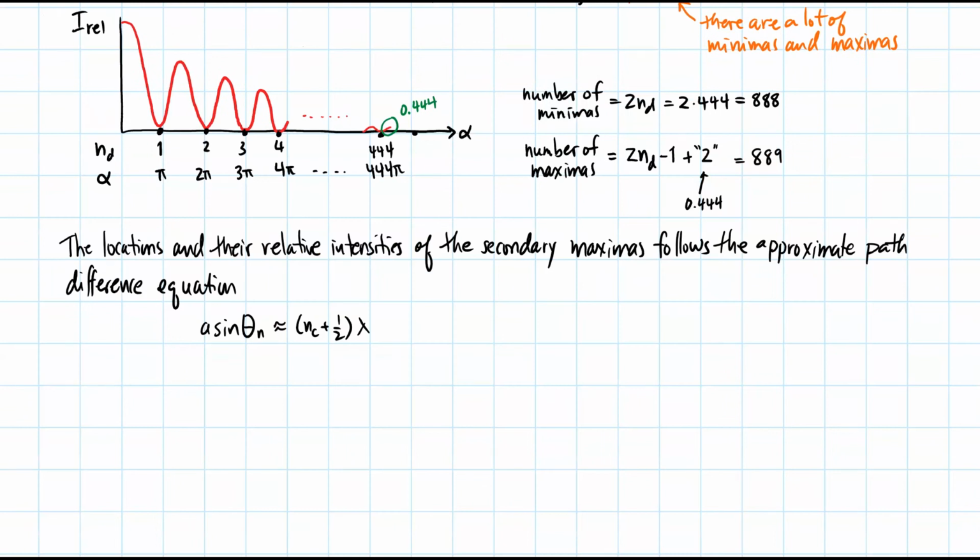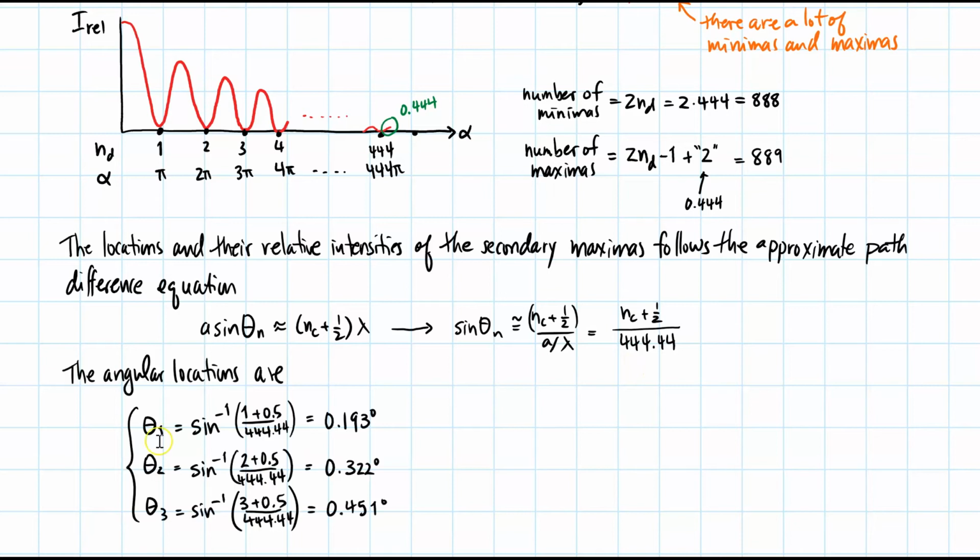Locations and the relative intensities of the secondary maxima follow the approximate path difference equation: a sine theta approximately equal to (n plus 1/2) times lambda. Solving for sine of theta, I get (n plus 1/2) divided by the diffraction parameter of 444. The angular locations are, for theta 1, the sine inverse of (1 plus 1/2) divided by the diffraction parameter, which gives me an angle of 0.193 degrees.